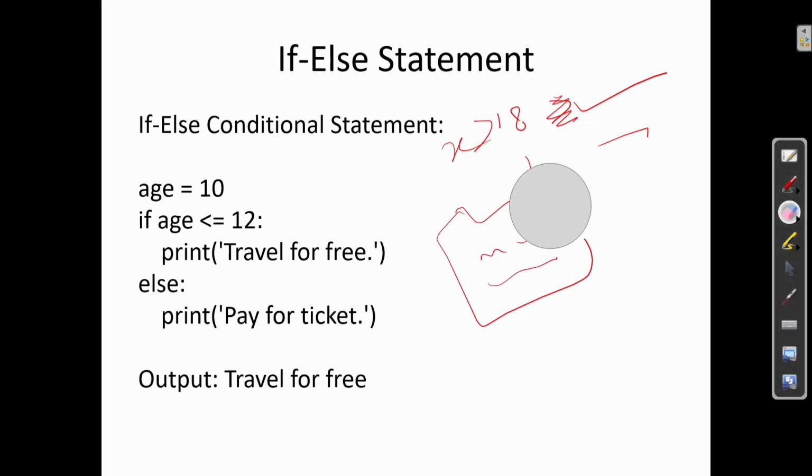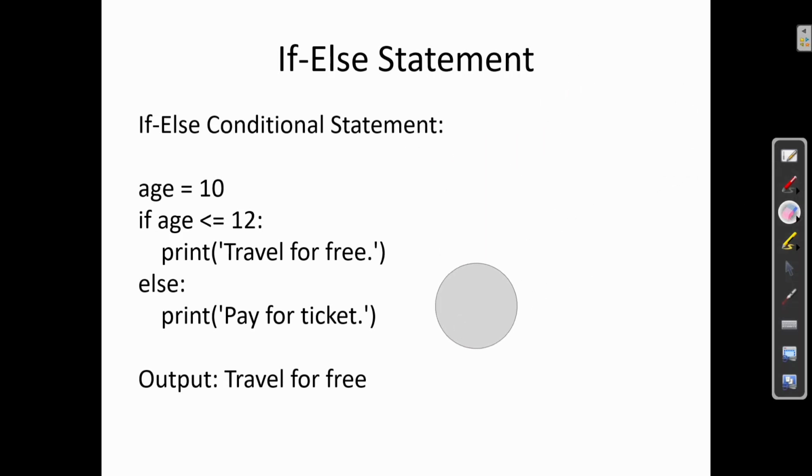So here we will see the if else statement. Else allows us to specify a block of code that will execute if the condition associated with an if or elif statement evaluates to false. The else block provides a way to handle all other cases that don't meet the specific condition.